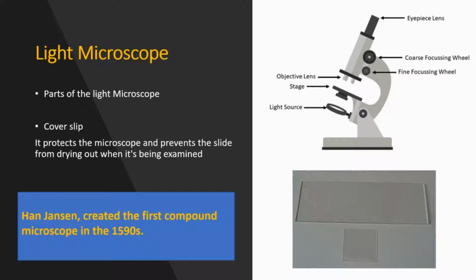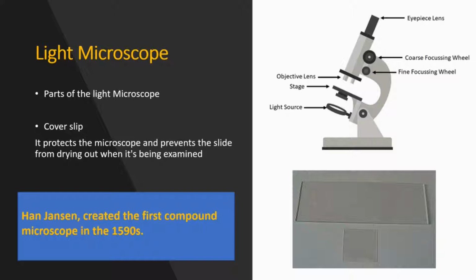Light microscope. So here we have a picture of a light microscope. What you will be able to learn today is the parts of the light microscope and why they're used. A light microscope is used to examine specimens that are too small to be seen by the naked eye, so we have to use a light microscope to see them.